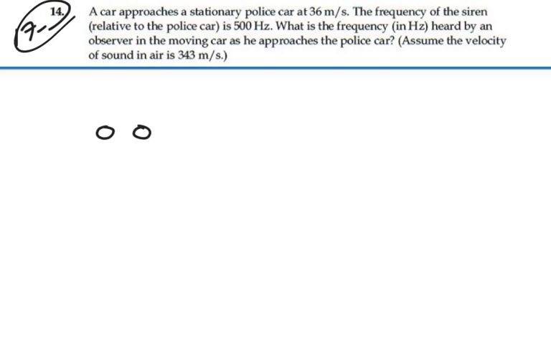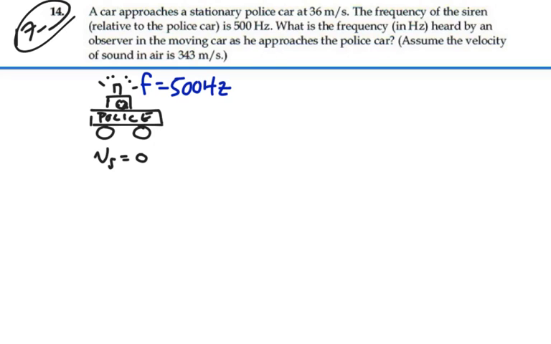Alright, so we have a police car, stationary, so the velocity of the source is 0, but it's putting off a siren, and the frequency of this siren as observed in the police car is 500 hertz. And then we have an approaching car, and the velocity of the observer is 36 meters per second.